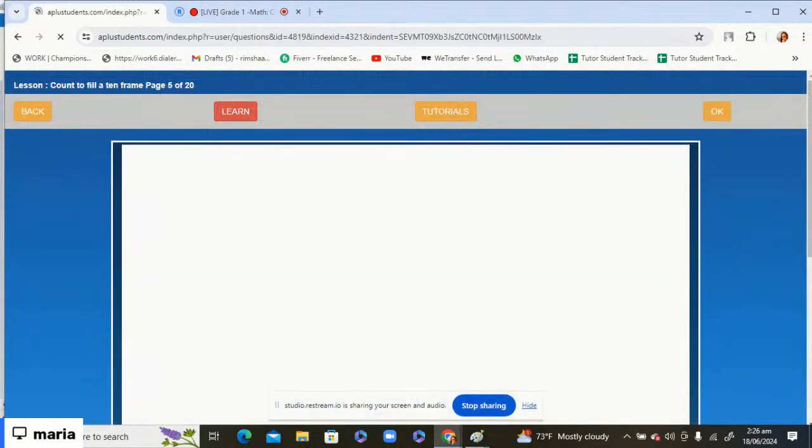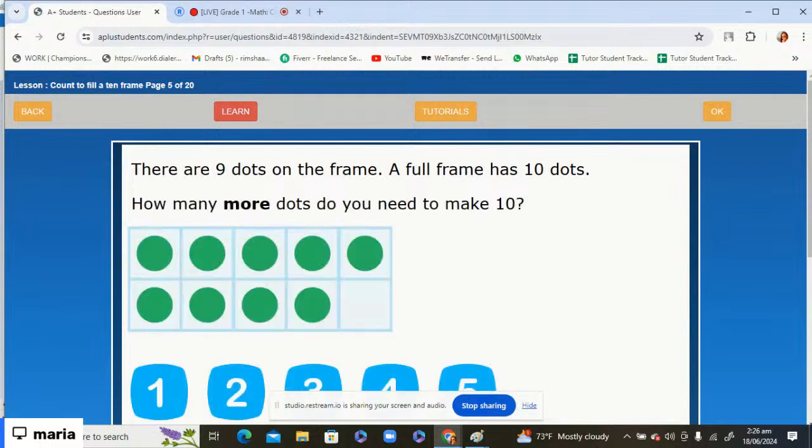Hope you guys understand this lesson as well. Good. Okay, now you guys tell me the answer of only this one. Then we start the next lesson, okay? Tell me the answers of this one. 9 dots are given and the full frame has 10 dots. So how many more dots that you need to make 10?